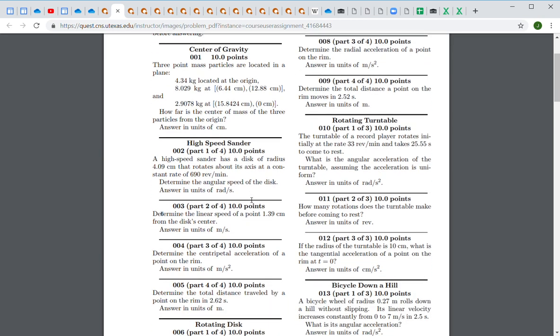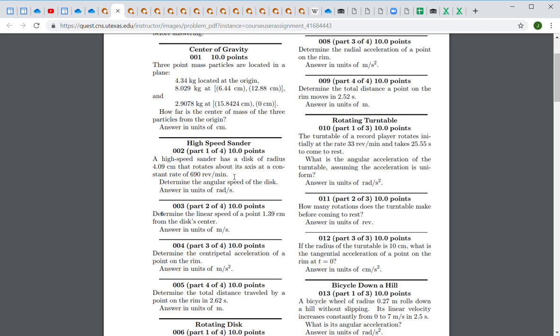Problem 2. A high-speed sander has a disk of radius so many centimeters and rotates about its axis at a constant rate given in revolutions per minute. Determine the angular speed of the disk in radians per second. So the 690 revolutions per minute is an angular speed. It's just not in our SI units.